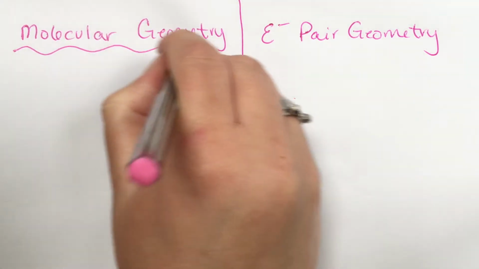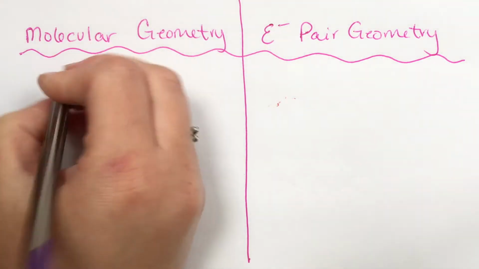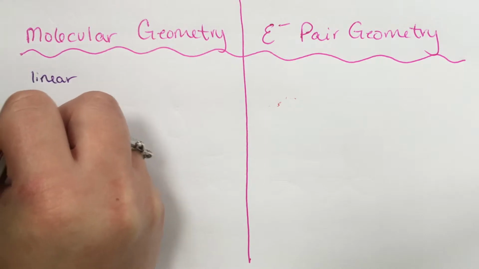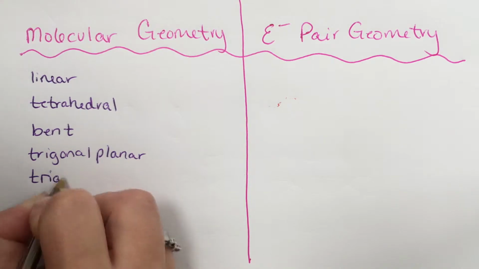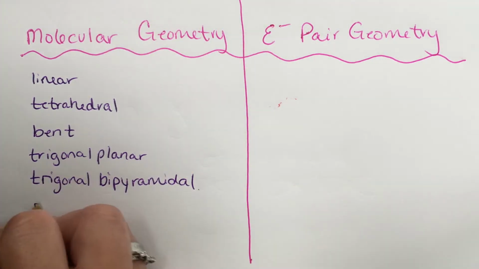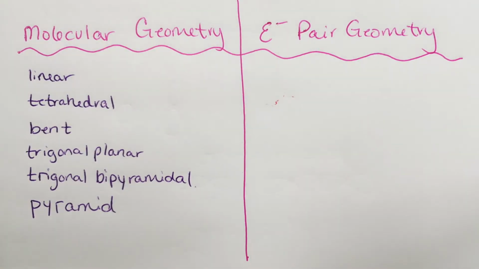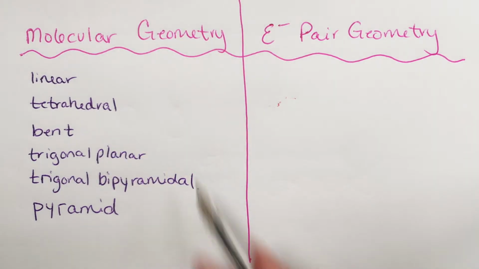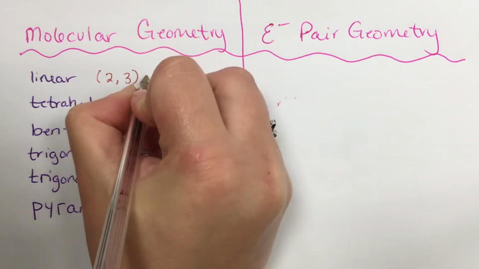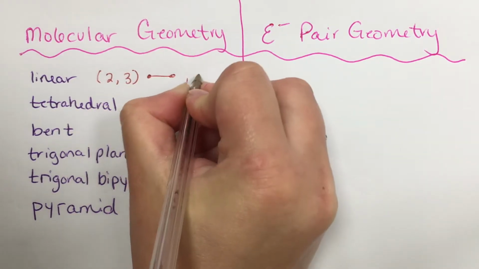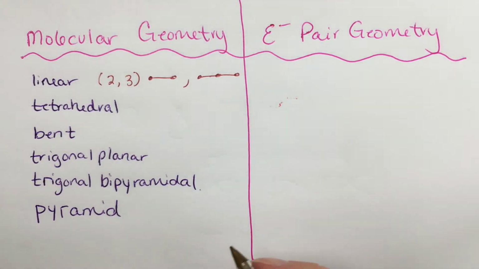In semester 1, we've already learned molecular geometry. We'll go over a few examples. There's linear, tetrahedral, bent, trigonal planar, trigonal bipyramidal, and there's one more. So we have these 6 types of molecular geometry that we've learned already. Linear could be involved with 2 to 3 atoms, 2 atoms looking like this, or 3 atoms looking like this. And the balls are just atoms.